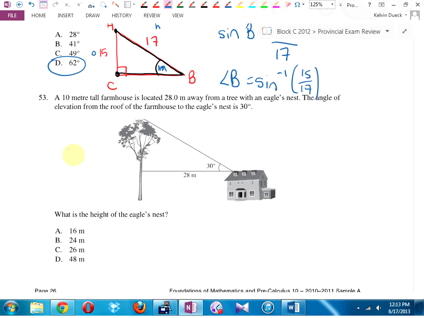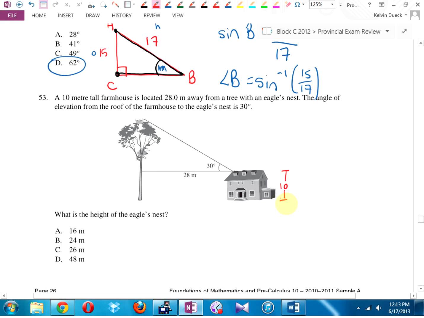10 meter farmhouse. Stop. Let's label that. 10 meter what? You missed a word. What word came after meter before the word farmhouse? Okay, so you know what? That's 10. Keep reading from the word is.